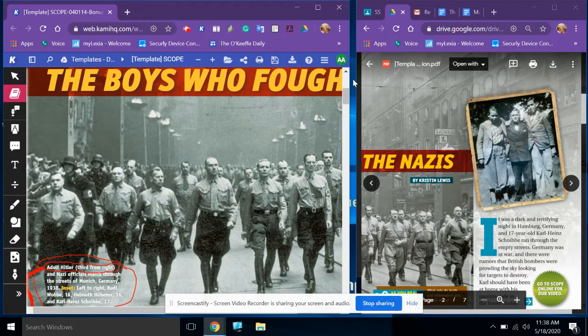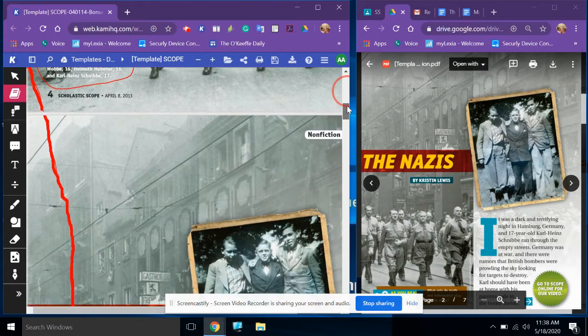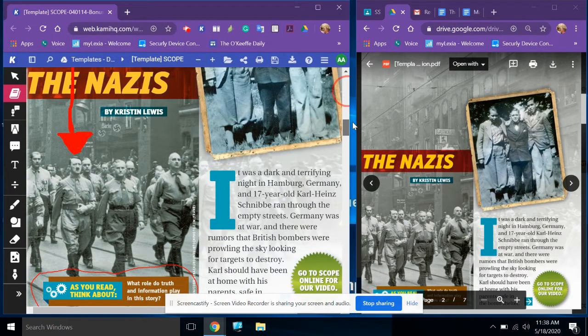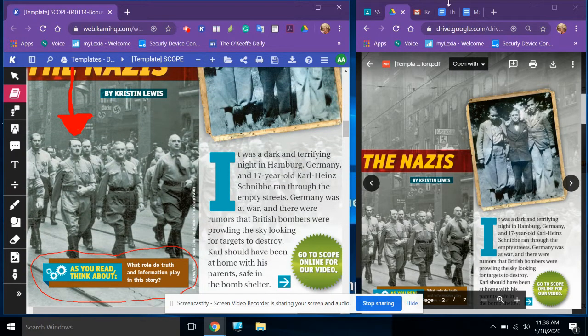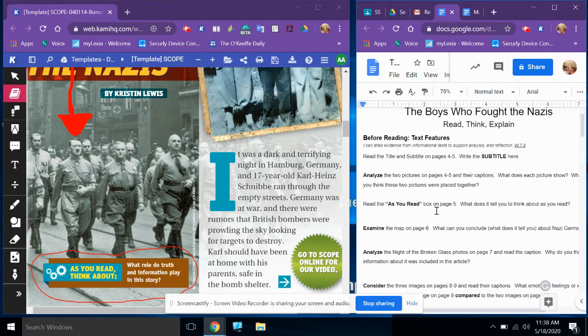Okay, now we're going to look. I'm going to scroll down here. And there's Hitler again in the larger picture. We'll go back over to the questions. So if you read the as you read, think about box, that's this one right here, on page 5, what does it tell you to think about as you read? It says, what role do truth and information play in this story? So as we're reading this story about these three boys, again, it's a true story.